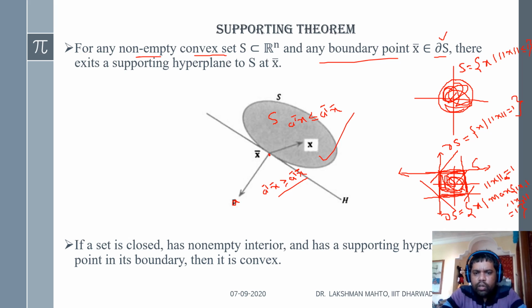So this is talking about the supporting theorem. If the set happens to be closed, then it will have a non-empty interior and has a supporting hyperplane in its boundary. Then you can say that it is a dual approach of defining a closed and convex set.